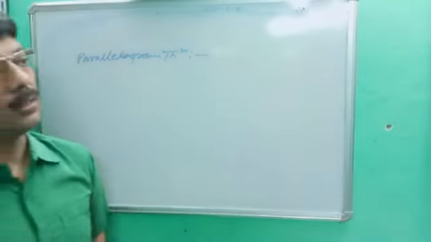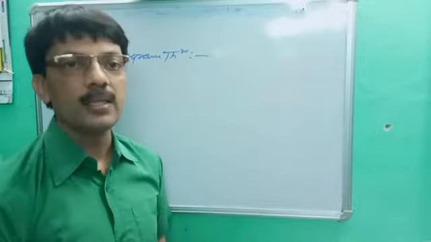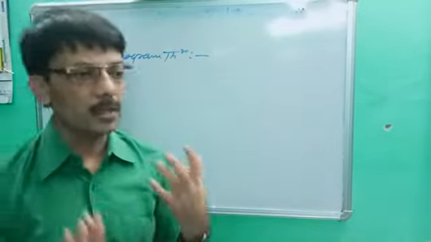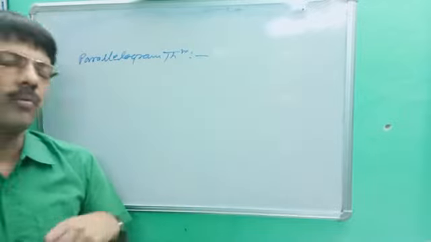In that case, you have selected the triangle of 90 degree. That is the Pythagoras theorem. But this is the parallelogram theorem. It could be applied for 0 degree, 90 degree, 180 degree. What you want, you can take.